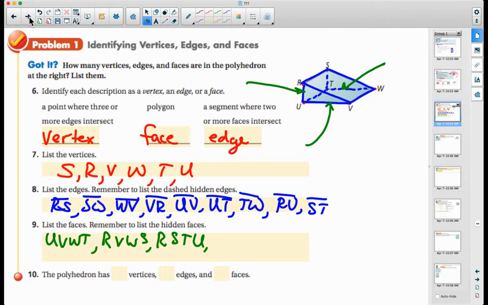Then I've got these two triangular bases as well: triangle RUV and triangle STW. Now count them up. How many are there? There are 6 vertices: 1, 2, 3, 4, 5, 6. How many edges do we have? 1, 2, 3, 4, 5, 6, 7, 8, 9. So there are 9 edges. And then faces: 1, 2, 3, 4, 5. So there we have it.